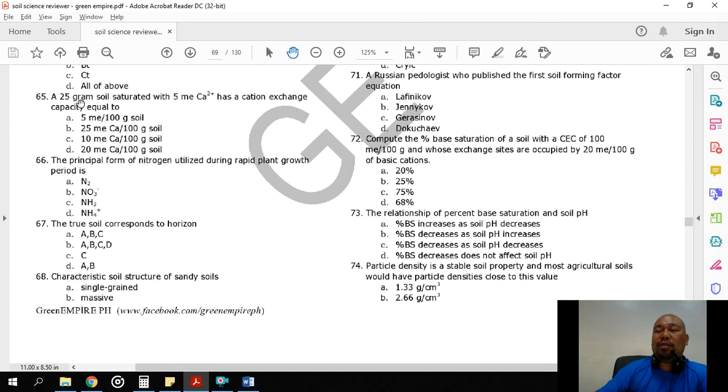So, going back, 25 grams of soil is saturated with 5 milliequivalents. You look at the exponent or the charge. If it's 2 plus, that means it lacks two electrons.